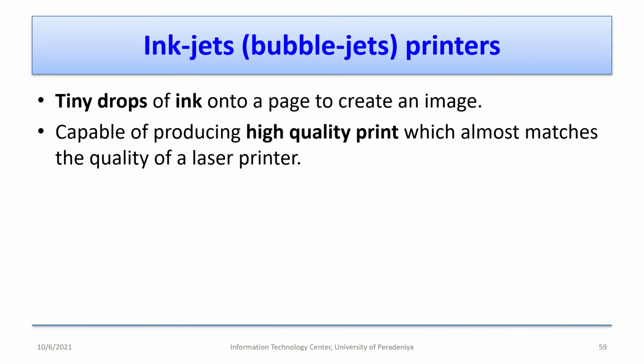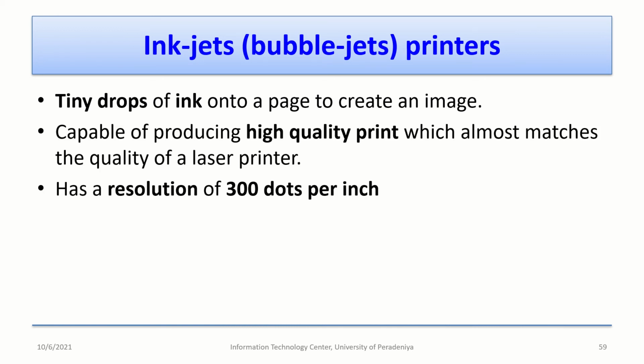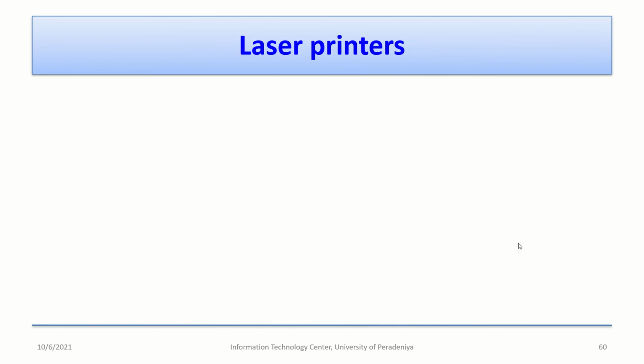So in here it is capable of providing high quality print which almost matches the quality of the laser printer, right? I'll come to laser printing later, right? And then it has a resolution of say 300 dots per inch, right? So this is the image of inkjet printers. So in here we have tiny drops of ink to produce an image, right?